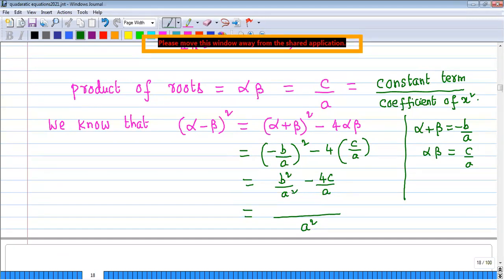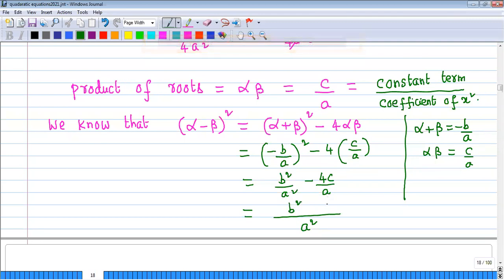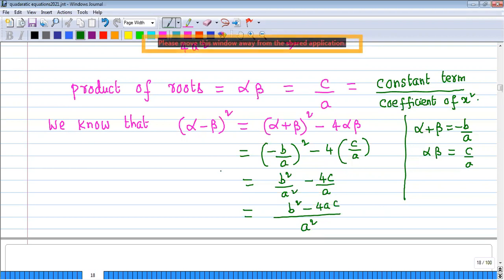For example, 2 and 4 are there. Don't take 8 as the LCM. 4 is enough because 2 divides 4. In the similar pattern, if a square and a are there, obviously a square becomes the LCM. A square divided by a square, you get 1. 1 into b square, b square. Now, a square divided by a, you get a. A multiplied with negative 4c, you get negative 4ac. Clear? But we need to find out the difference by taking square root on both sides.